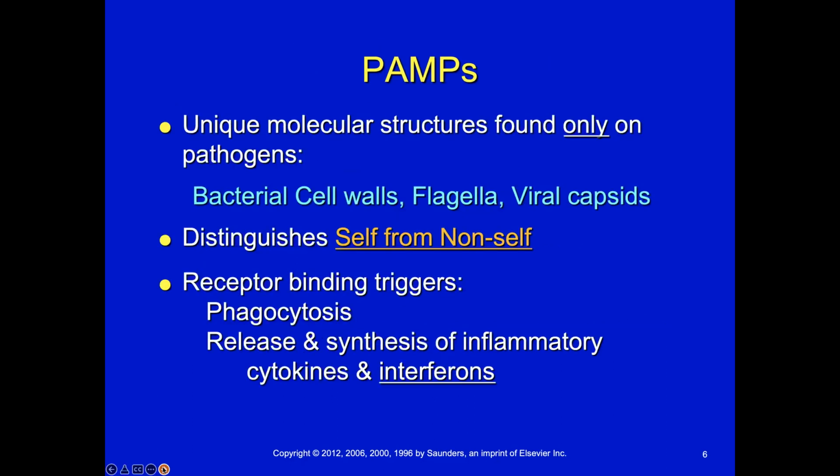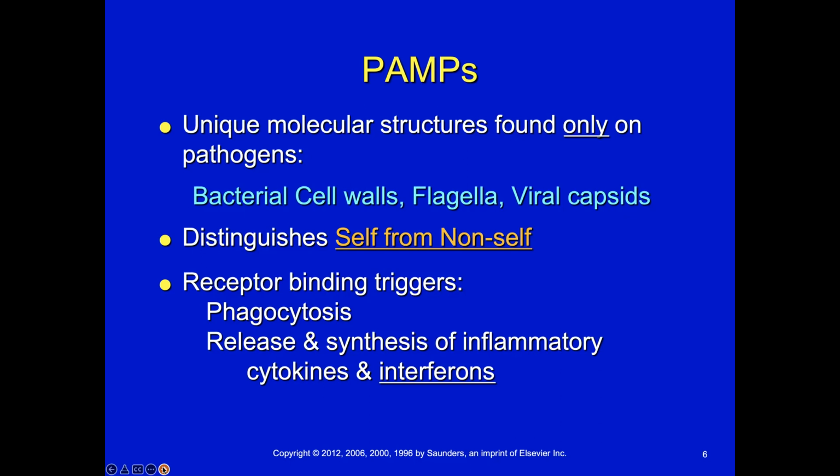So PAMPs. These are unique molecular structures that are only found on pathogens. So examples would be bacterial cell walls, flagella, viral capsids. So these are basically the capsules that surround the viral DNA and RNA and allow the viruses to escape from the cells where they reproduce and then move on and infect other cells. So the important thing about PAMPs is they distinguish the self from the non-self. And this is a very important concept in immunity.